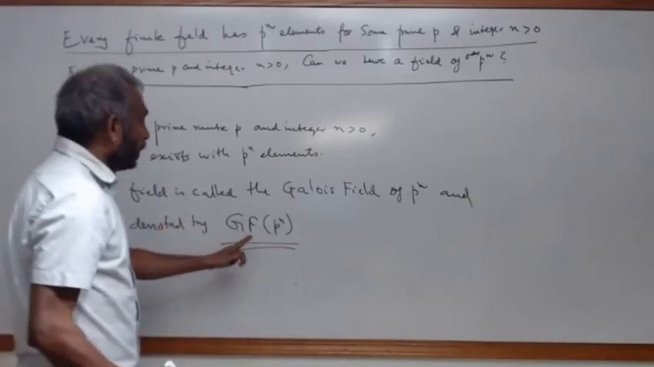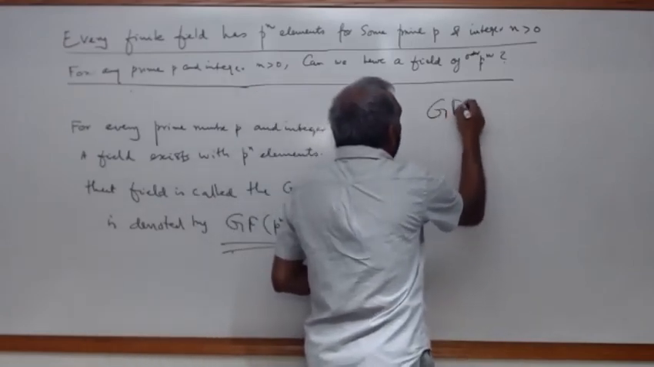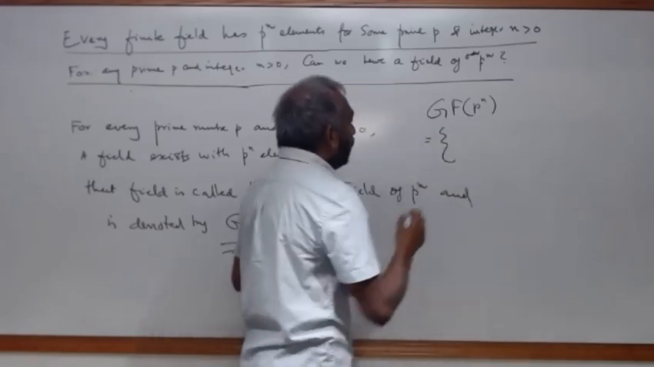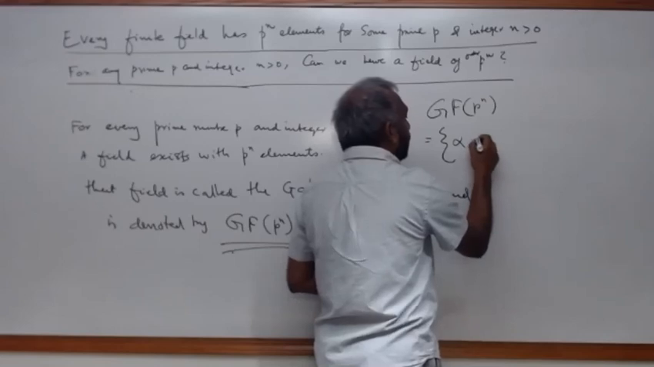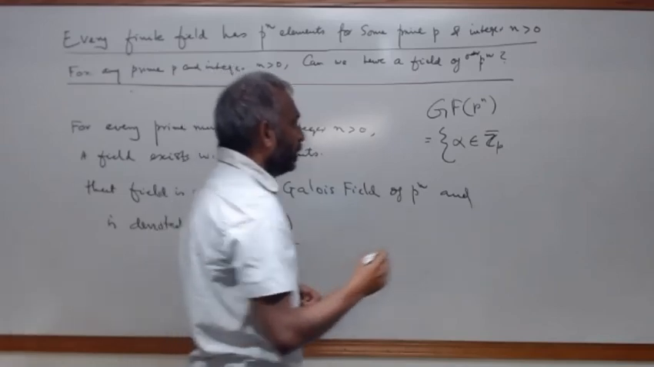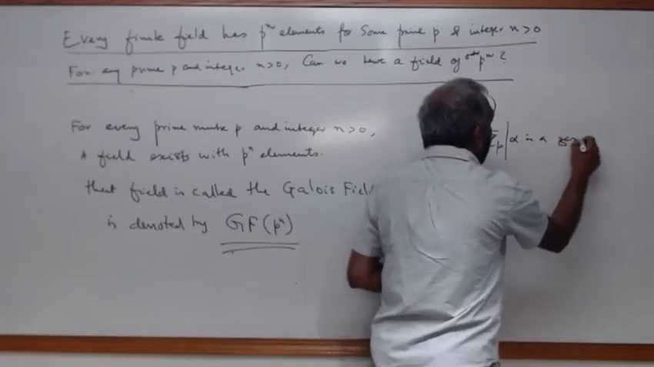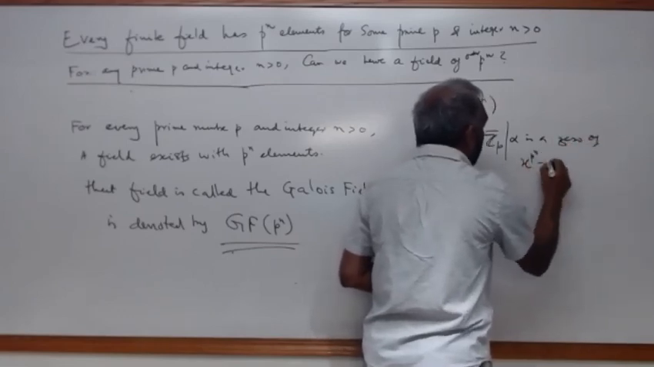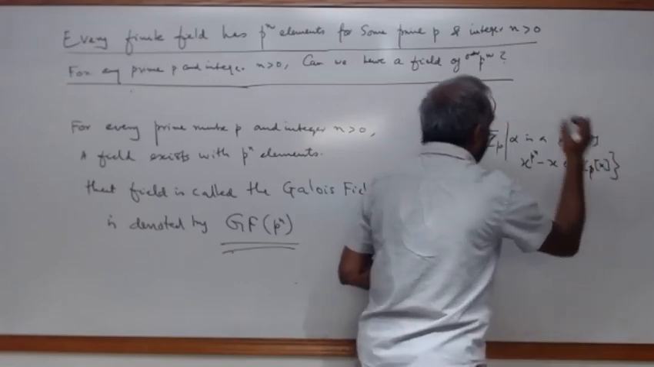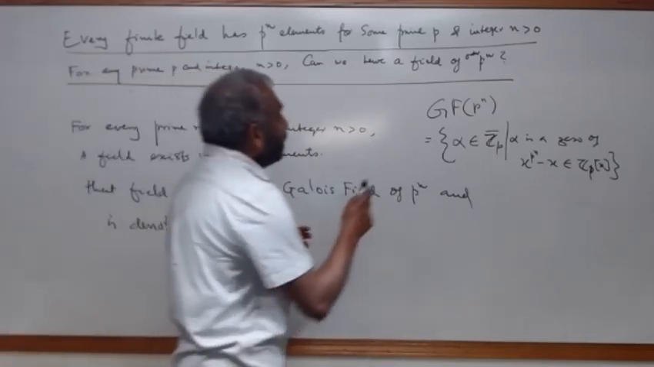So what are the properties of this? GF of p to the power of n is equal to the set of alpha belonging to the closure of Z_p such that alpha is a zero of x to the power of p to the power of n minus x that belongs to Z_p[x]. So we know exactly the elements of this field.